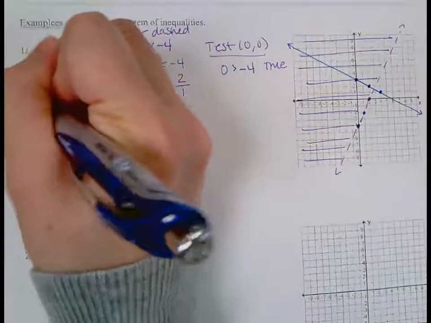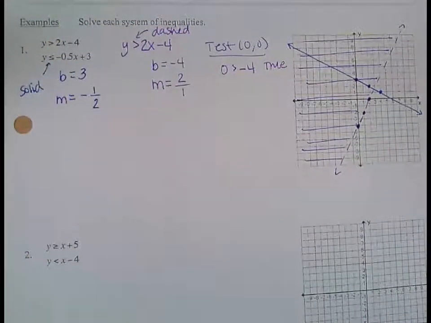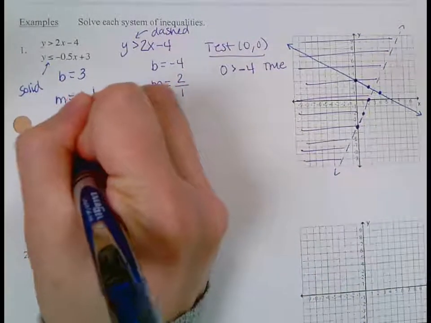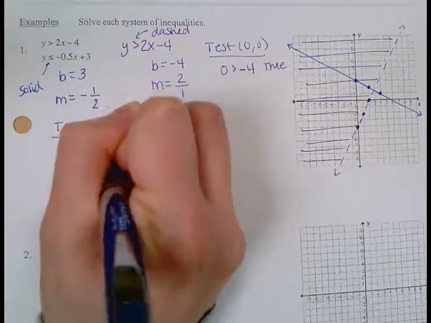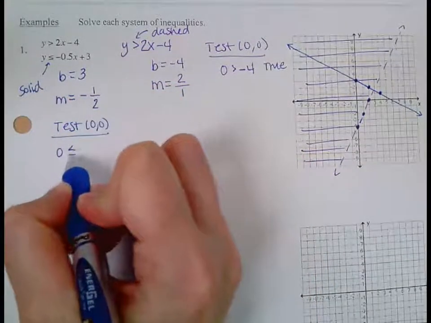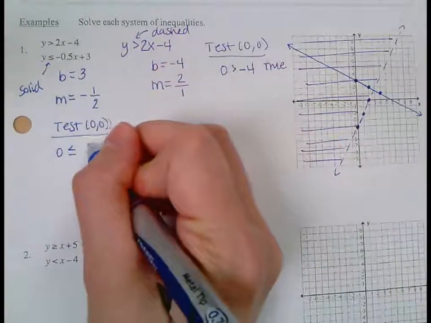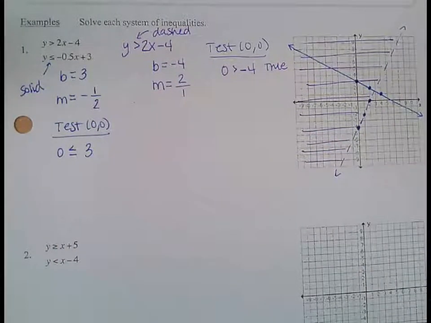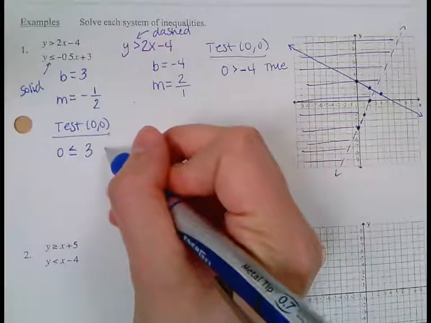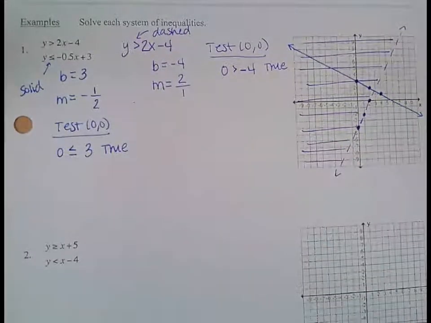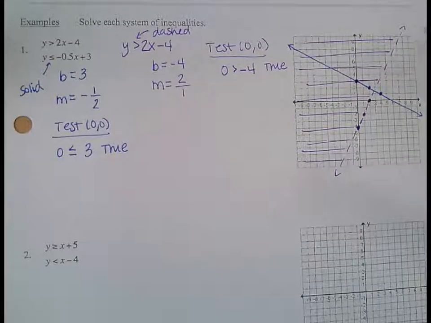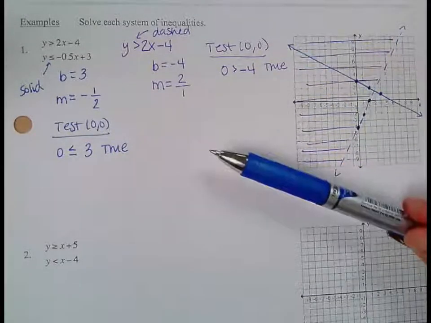It's less than or equal to, so solid line. And now you kind of ignore the other inequality when you're thinking of shading for this one. If I test 0, 0 again, because this line also does not go through 0, 0, I would have 0 is less than or equal to negative 0.5 times 0 plus 3, which would just be 3. And is that true or false? That is also true. 0 is less than 3. So I'm going to shade now below that second line.